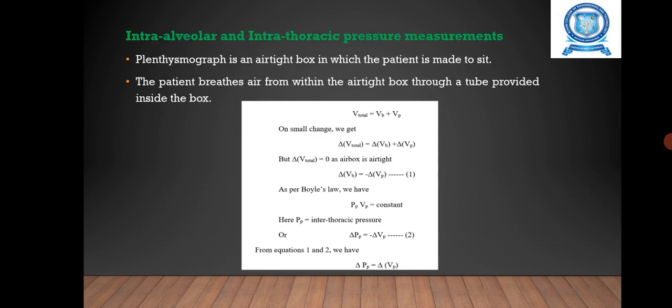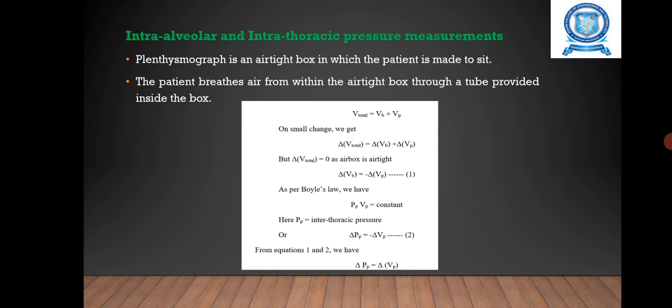The next one is intra-alveolar and intrathoracic pressure measurements. That means it is an airtight box in which the patient is made to sit. Here the patient breathes air from within the airtight box through a tube provided inside the box. Here we are using some conditions, that is the sum of the air inside the box VB and air in the lungs of the patient VP, that is intrathoracic volume. So V total equals VB plus VP.